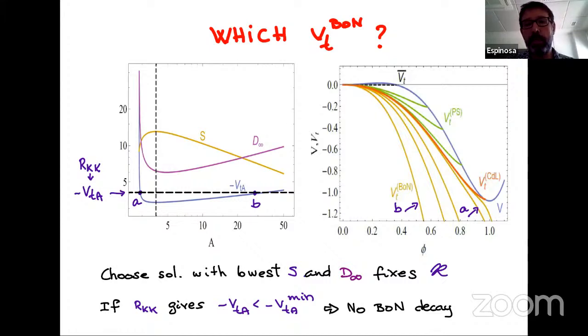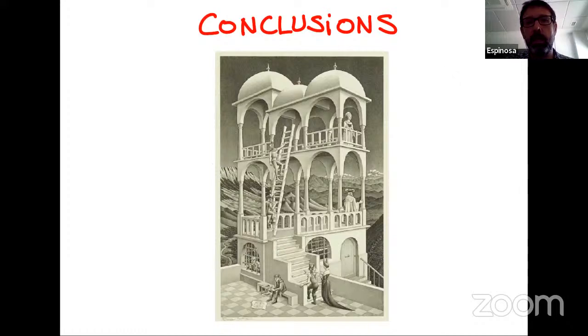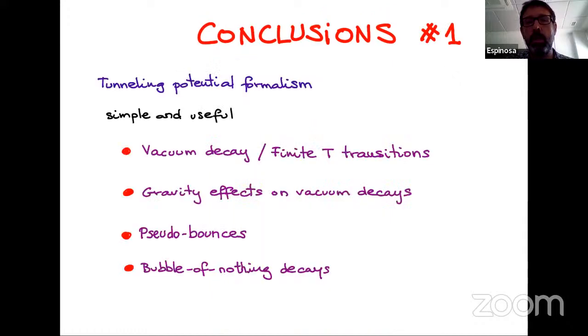So this was just an example. You can do many more things. If you are interested, I will just point you to the paper that we wrote. It's a long paper with a lot of cases and discussions. But basically, this is how it works, okay? And with this, I get already to my conclusions. The main hope of the talk is just to convince you that this tunneling potential formalism is simple and useful. For that, I use these four things.